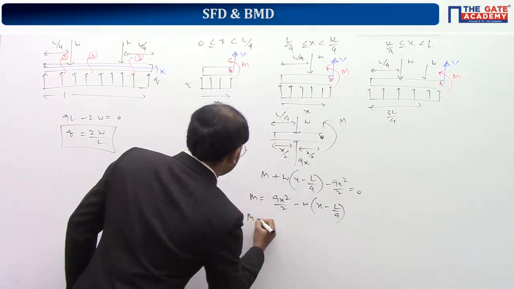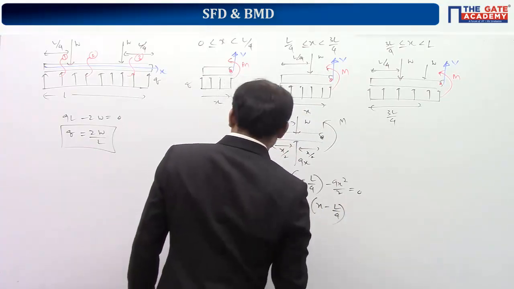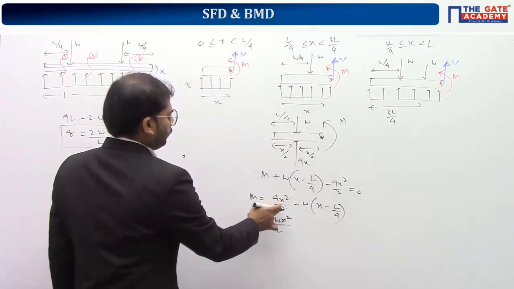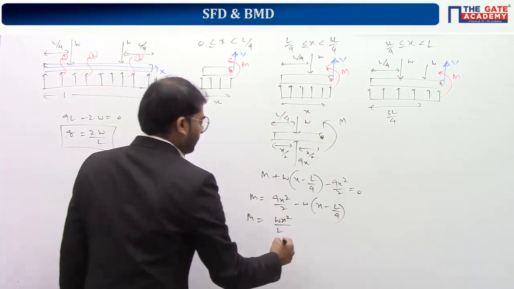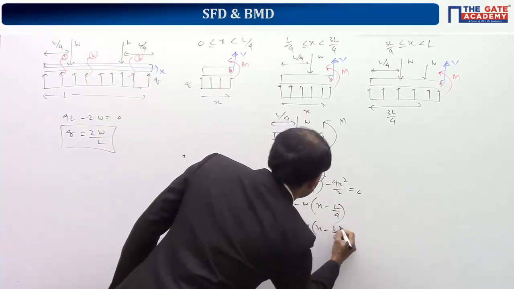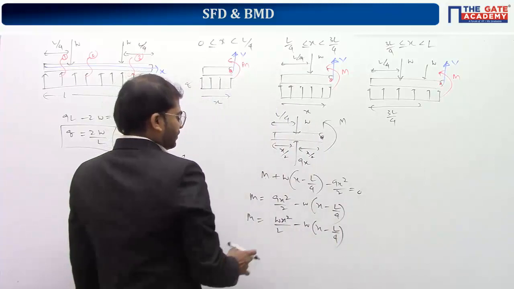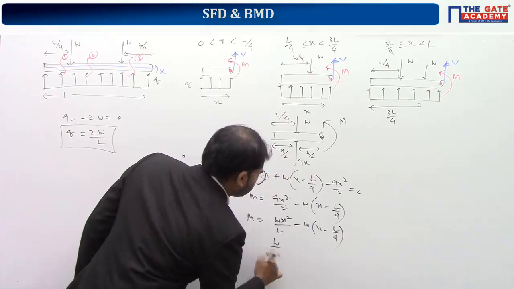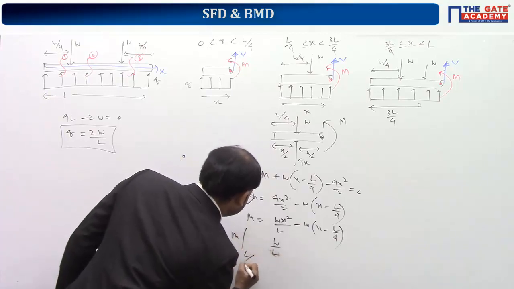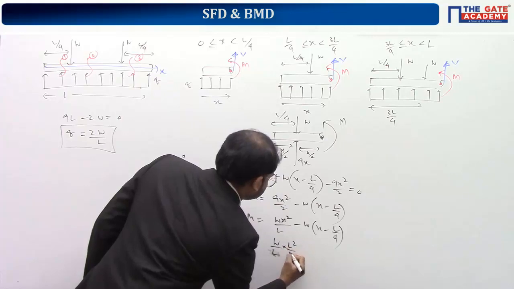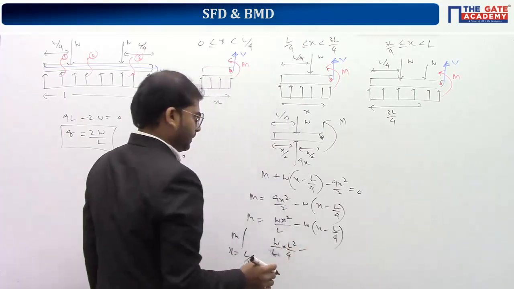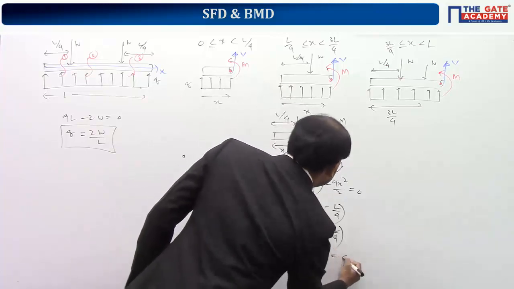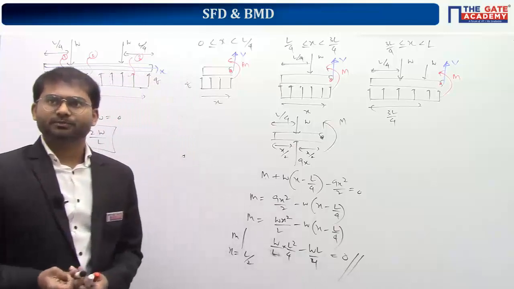In this one, substitute the value of Q. Q is nothing but 2W by L. So 2W by L means W X square by L. The 2 in 2W will cancel. So W X square by L minus W into X minus L by 4. Substitute X equal to L by 2. It becomes W L square by 4 minus, substituting X equal to L by 2, W L by 4. So both will add up to 0. So the answer for this question is 0.